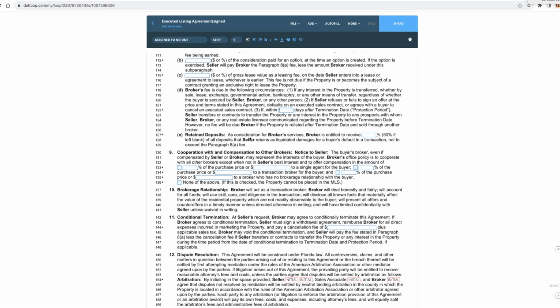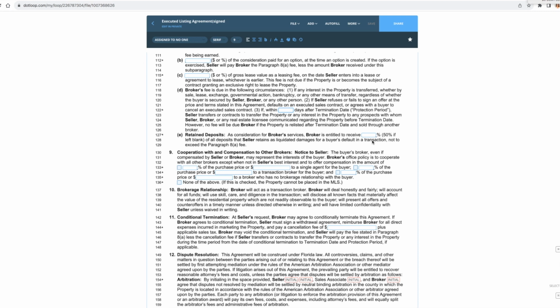Retained deposits as consideration for broker services. The broker is entitled to receive, if left blank, 50% of all deposits that the seller retains as liquidated damages for the buyer's default in a transaction. An example of what this means is a buyer fell out of contract.